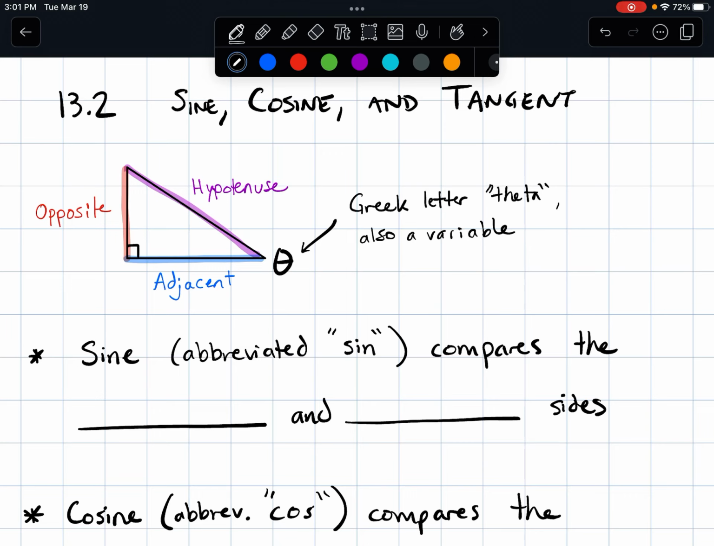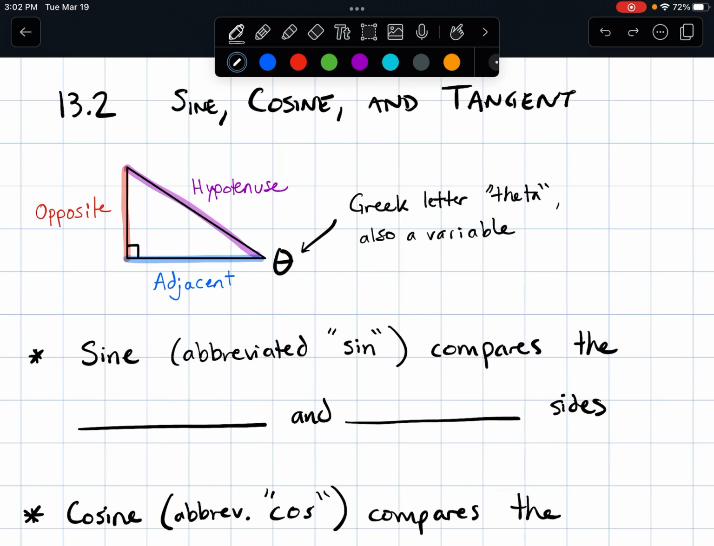right triangle specifically. So here I've outlined for us, if we're given this angle, we're going to call this angle theta. Theta is just a Greek letter like pi or alpha. And this Greek letter theta is most often used with trigonometry just to describe an angle, okay? But it's the same thing as x or capital A or anything like that, it's just a variable.